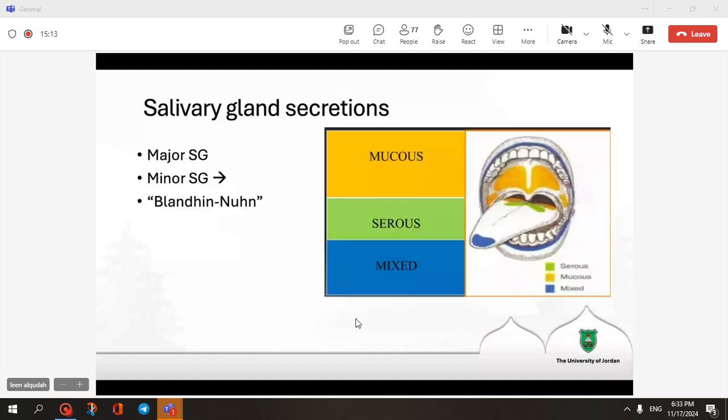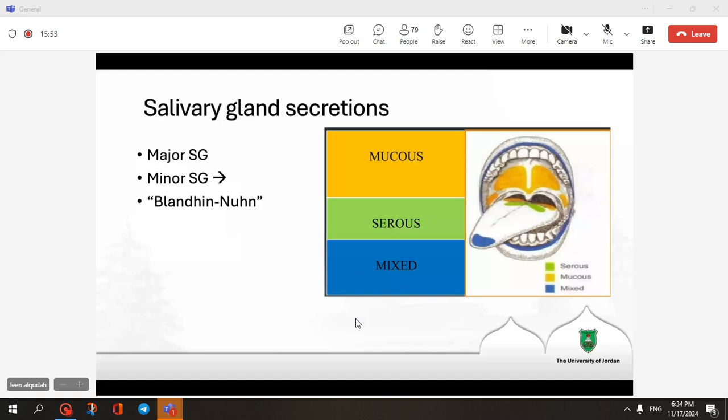Now, of course, salivary glands have different secretions, and that depends on the type and which salivary gland it is. The major salivary glands: you have to know that the parotid gland is a purely serous gland. The submandibular gland is mixed serous and mucus with predominance of serous secretion. And the sublingual gland is mixed and mainly mucus secretions. For the minor salivary glands, it depends where you are in the oral cavity. For example, minor salivary glands in the palate, hard and soft palate, are usually mucus. On the posterior one third of the tongue, it's mucus.